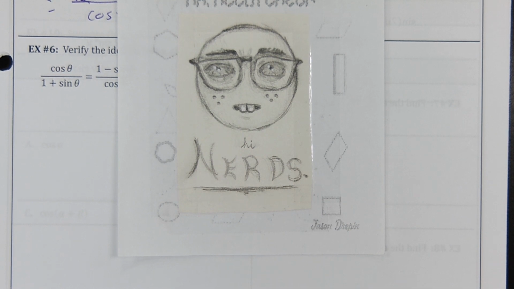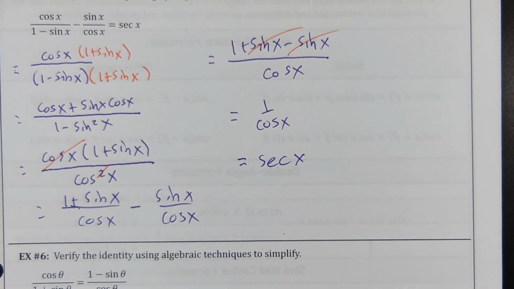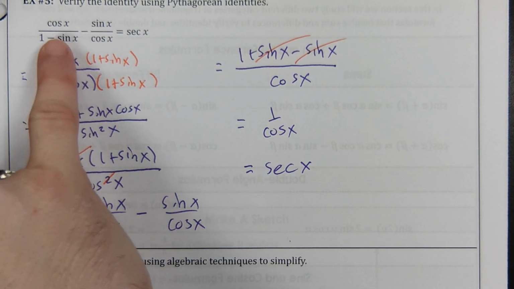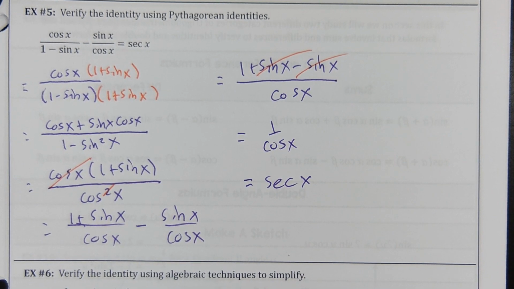We ended the last lesson on Friday, I know it was a long time ago, with this question, and we were trying to verify this identity using specifically a Pythagorean identity. And all the Pythagorean identities involve a 1 and some squared trig. We had no squared trig.